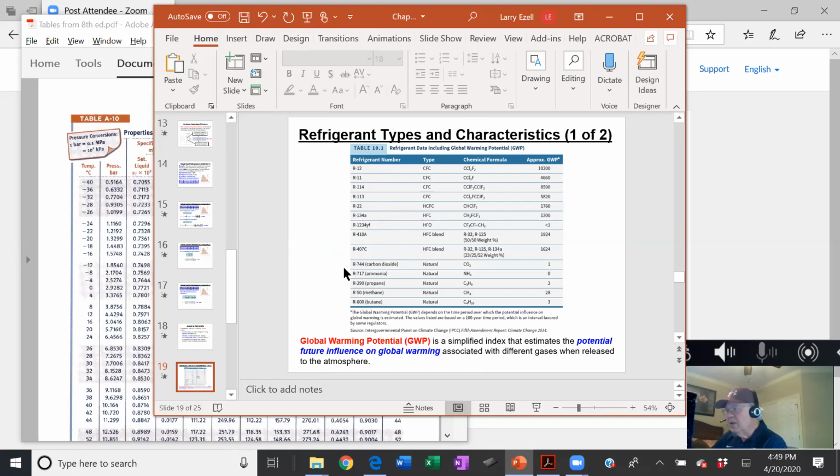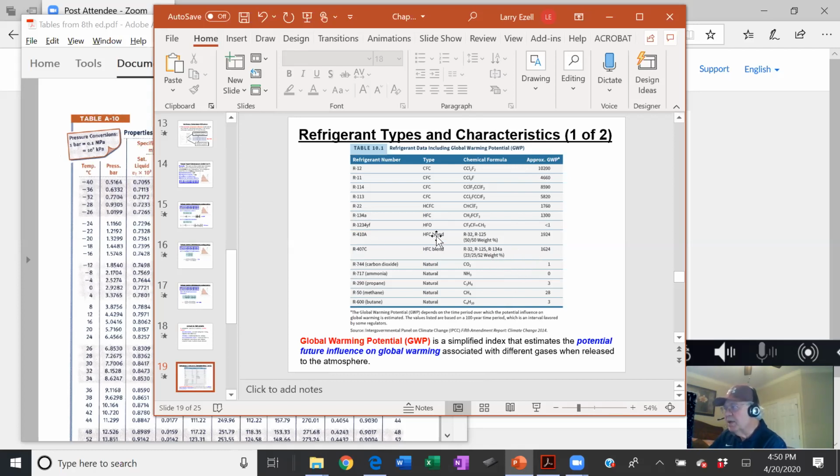So anyway, there's a global warming potential, GWP, number associated with the refrigerants. You can see R134A is a lot lower than R12. Now, we're talking about global warming here, not ozone, but refrigerants unfortunately affect both the ozone and the global warming, or climate change, they call it now.